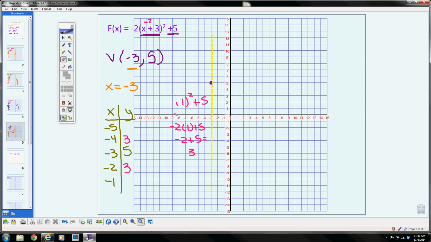So next thing we're going to try is negative 1. We'll plug it in the original equation. You're always going back to the original equation to get your points on your graph. So let's go back up here, plug in a negative 1. Negative 1 plus 3 is 2. So I get negative 2 times 2 squared plus 5. 2 squared is 4. So negative 2 times 4 plus 5. Negative 2 times 4 is negative 8. Plus 5 is negative 3. So I know this will be a negative 3. And I also know that when x is negative 5, y will be a negative 3.